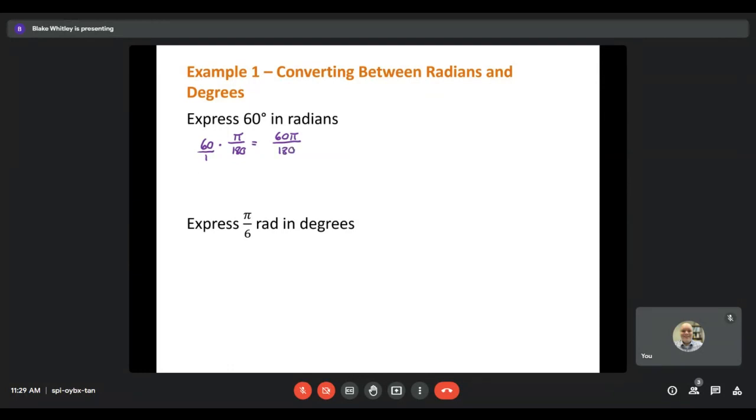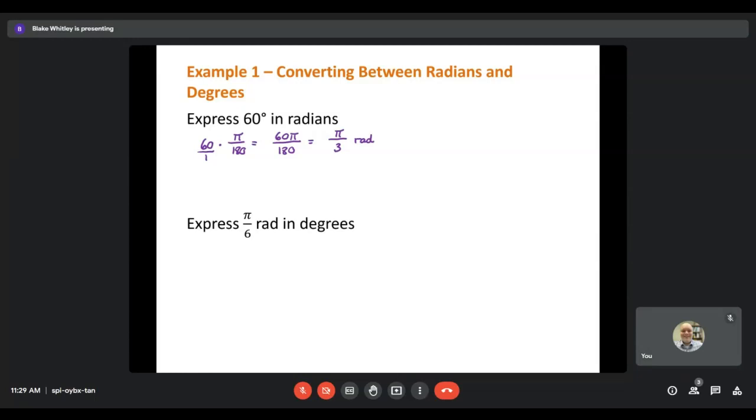And then we always want to simplify our fractions. So notice here we have a common factor of 60. And if I divide the numerator and denominator by 60, that's going to give us 1 pi over 3. So in this case, this is pi over 3 radians. And so we want to write RAD just to indicate that that is a radian measure now.